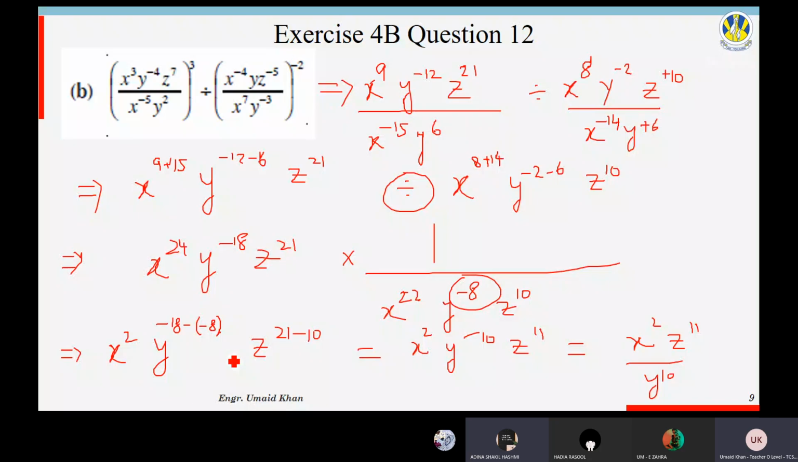This is a very important point and a very common mistake that students commit. It was easy, sir. Okay, I know it's easy, but you need to understand the mistakes as well. So beware of this mistake. Whenever you take negative power upwards, it becomes positive. If we take -8 upwards, it becomes +8.